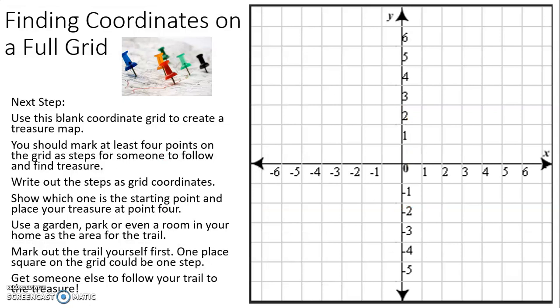Right, your next step is to use the blank coordinate sheet on the right to create a map of your own using the grid coordinates. You could make a real one in a garden or in a room and get someone to follow the trail. You'll need to agree whether one step on the grid is one footstep that you take or whether it's something different. And then try and mark out a pathway from 4 points. Have the first grid coordinate as your starting point and the fourth one as your finishing point, and you can put something there as a prize for the person that solves it.